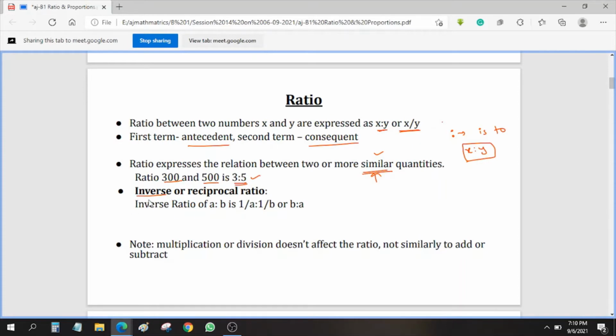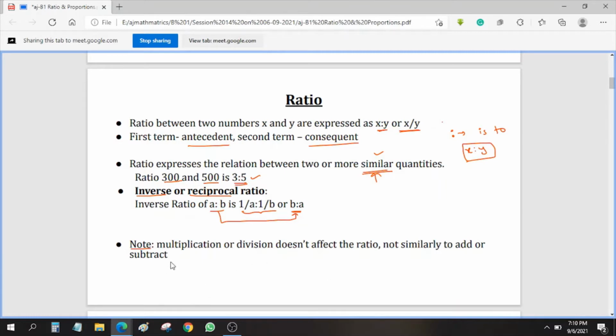And we have to know about the inverse ratio or reciprocal ratio. I already told you what a reciprocal means: 1 by the actual number. So for A by B, the reciprocal or inverse ratio is 1 by A by 1 by B, or we can also call it B is to A. So the inverse ratio of A is to B is B is to A. You need to remember this note because it will be useful in some questions. Multiplication and division do not affect the ratio, but adding or subtracting does.